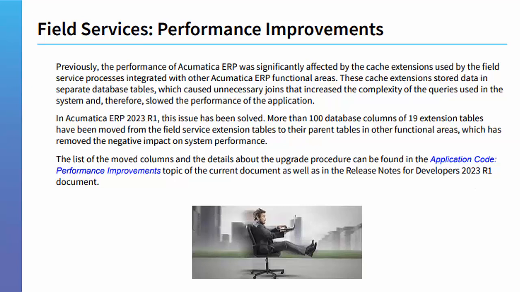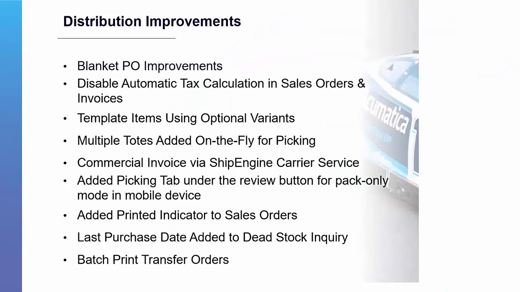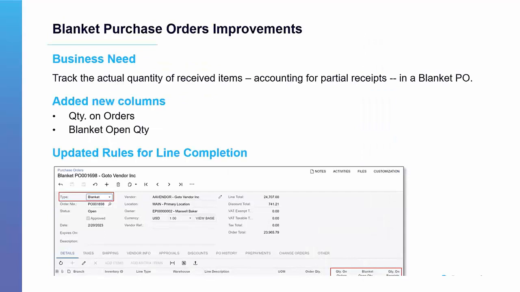Let's take a look at distribution. So these are the high level distribution improvements. I'm going to highlight a few of the ones that I thought would be important for our customer base. The first one is improvements to the blanket purchase orders.